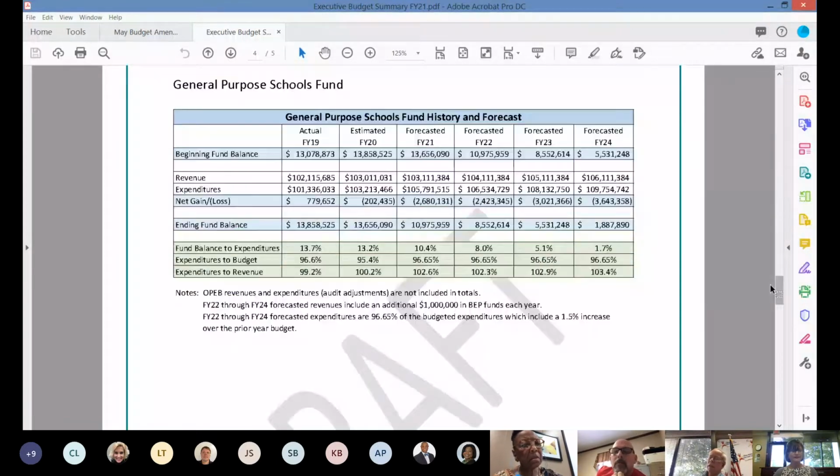I did not use the 97%, but I took an average of our prior two actual years. We had one year that came in at 96.7 and then one at 96.6. So I just took an average of that and applied it. And so you can see here what that does. It brings us to a net loss of 2.6 million. Okay.